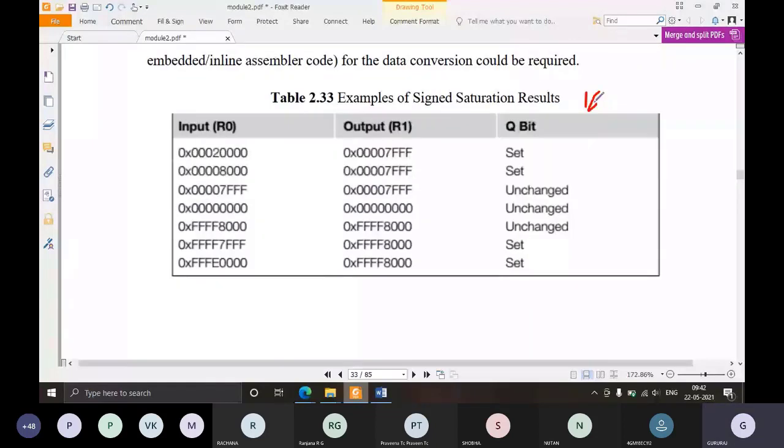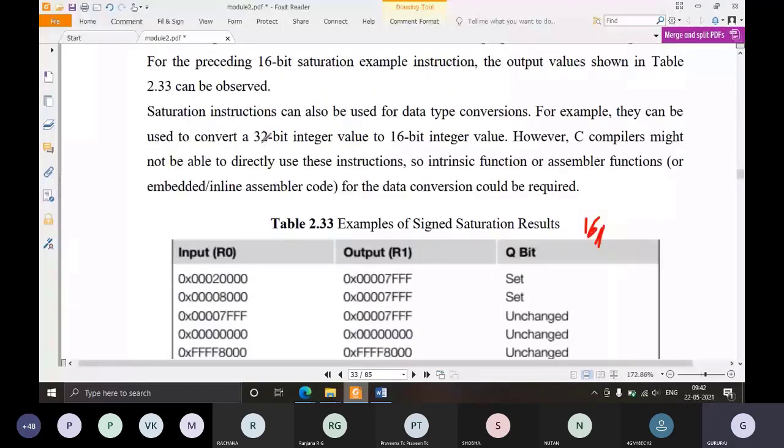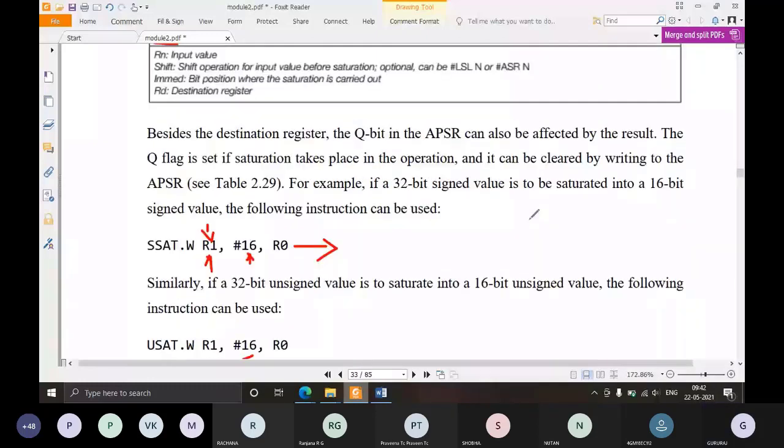Whether saturation takes place or not will be indicated using the sticky saturation flag, which is the Q flag. If you remember, there are flags: carry, overflow, zero, negative. After that, there is a Q flag, which is in APSR. Q is the sticky saturation flag. This Q flag will be set if saturation takes place using this instruction. If saturation does not take place, then the Q flag is not set. That's all.